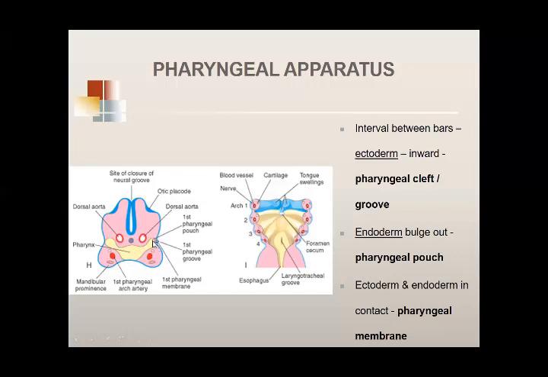So this structure, when the endoderm of the pouch, I repeat, when the endoderm of the pouch and the ectoderm of the pharyngeal groove come in contact with each other with very little mesenchyme in between, this structure that is formed is called pharyngeal membrane.